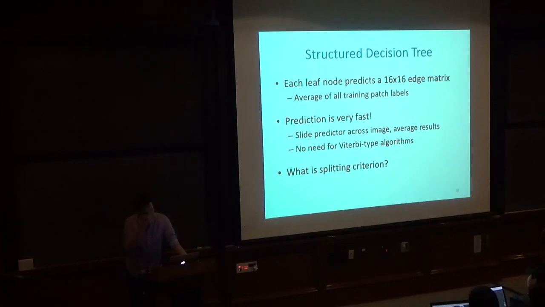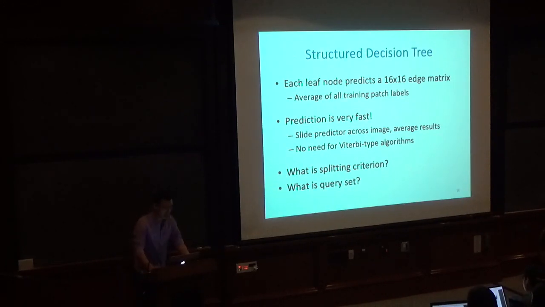So one of the big things that we have to do now is reason about how to actually construct the decision tree training algorithm, because it's over 16 by 16 patches of Y labels, edge masks, and we need to somehow come up with an appropriate notion of an information gain criterion. Also, what is the query set?